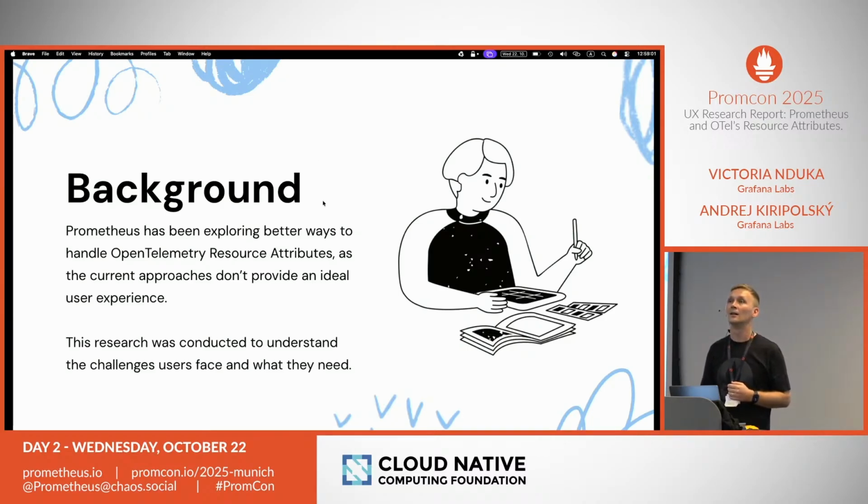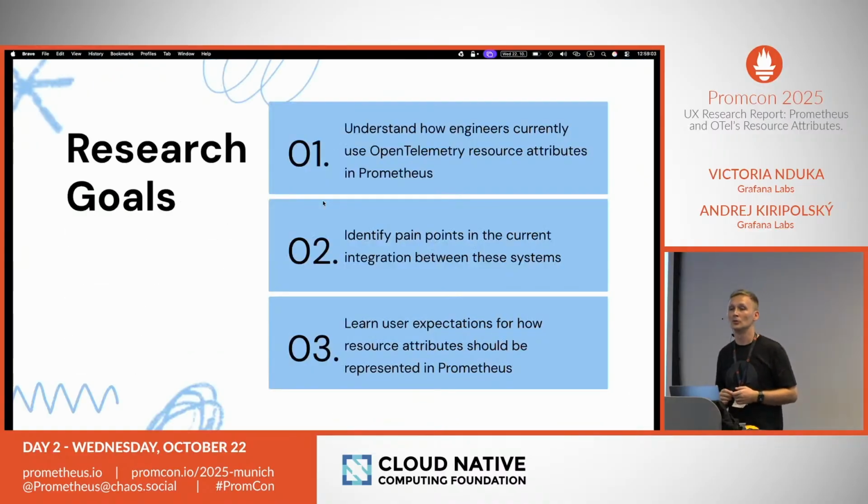In this project, we wanted to cover 3 research goals. First was to understand how engineers currently handle OpenTelemetry resource attributes in Prometheus. Then, what pain points they are having with the current approach. And the last is what their expectations are, and what the Prometheus and OpenTelemetry community could do to make their lives easier. And now I will give the word to Victoria.